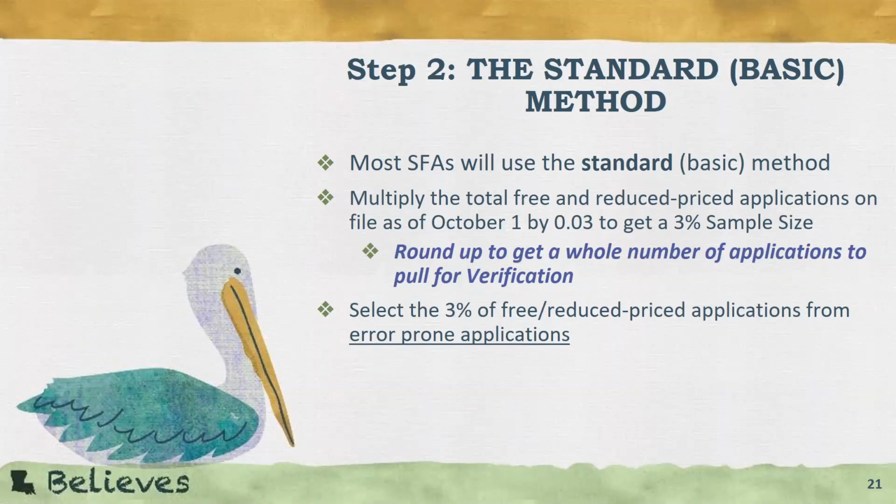The standard size must be used by an LEA unless the LEA qualifies to use an alternate sample size. The standard sample size is equal to the lesser of 3% of all applications approved by the LEA for the school year as of October 1st of the school year, selected from error-prone applications, or 3,000 error-prone applications approved by the LEA for the school year as of October 1st of that school year.